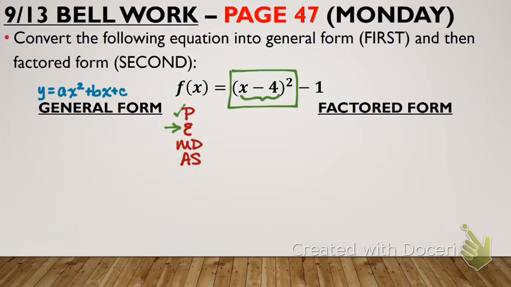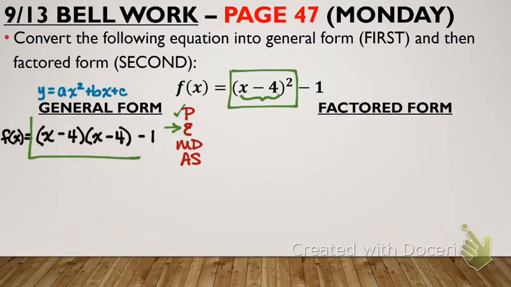What does it mean for something to be squared? Yep, you have to multiply it by itself. And it's the parentheses that are squared. It's not the x and the minus 4 all by themselves that are squared. It's the whole set of parentheses. So I'm going to write it down 2 times. And I'm going to keep that minus 1 out at the back too, just so I don't lose track of what I'm doing here. So this is what we're focused on first.